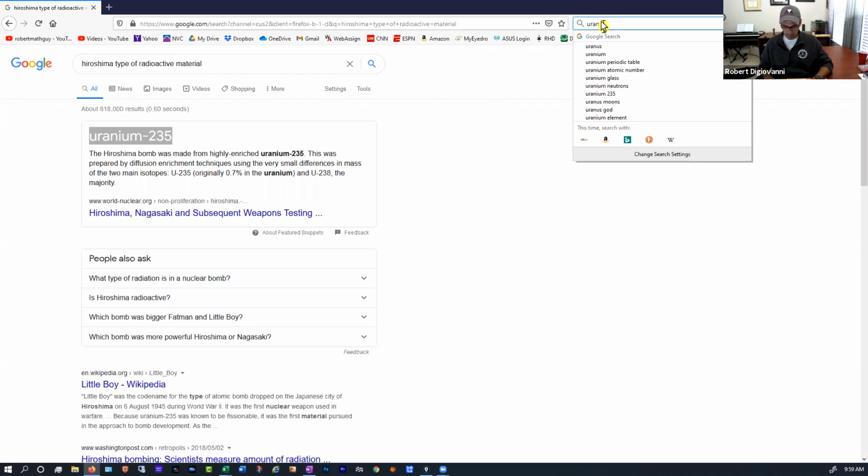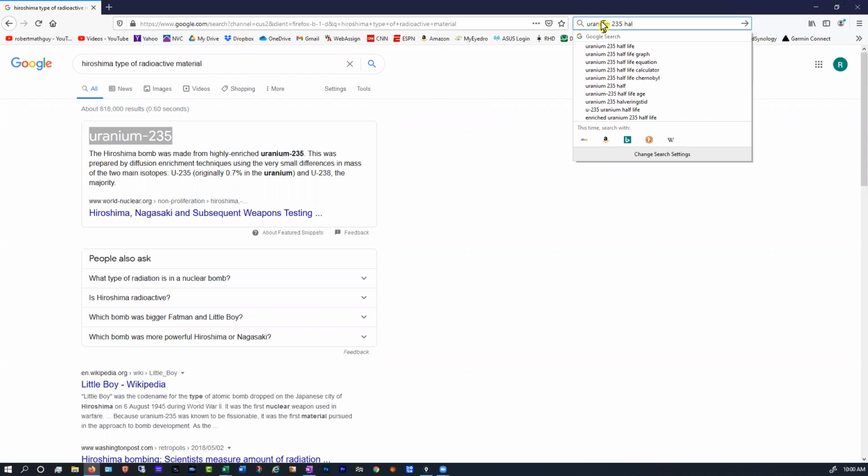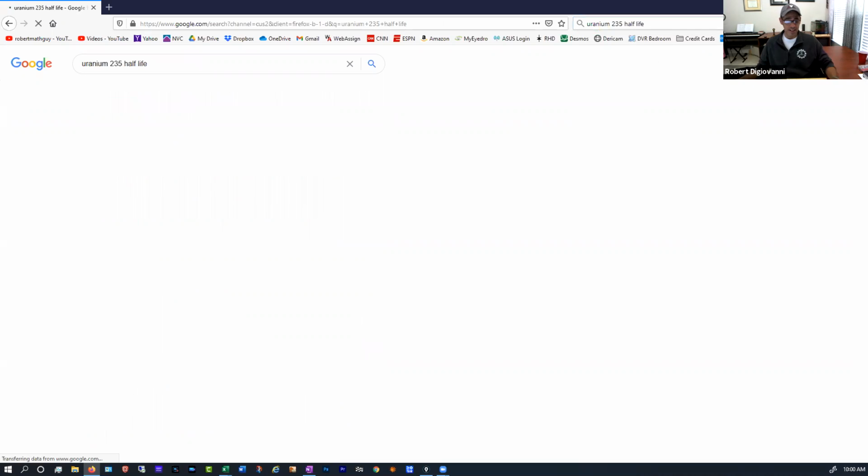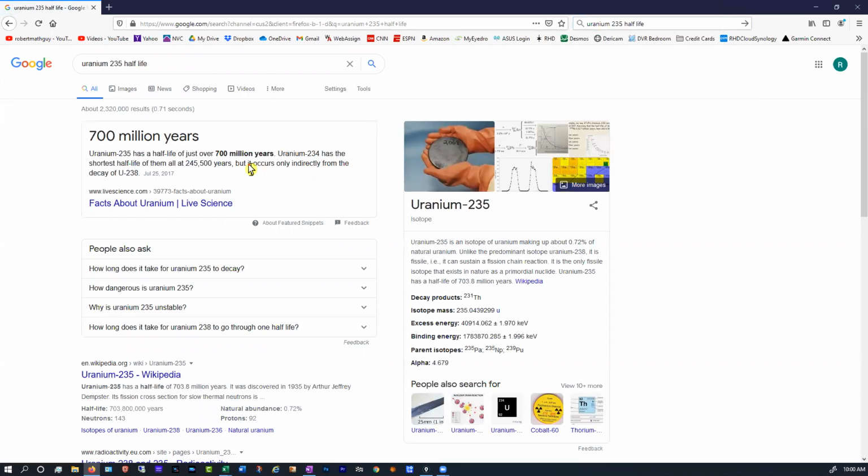So uranium-235 half-life. Anyone have an idea? Anyone have a guess how long it takes for the half-life of uranium-235? Any guesses? I think it's in years. Oh yeah, it's in years. It's in years for sure. Let's go for 700 million years.